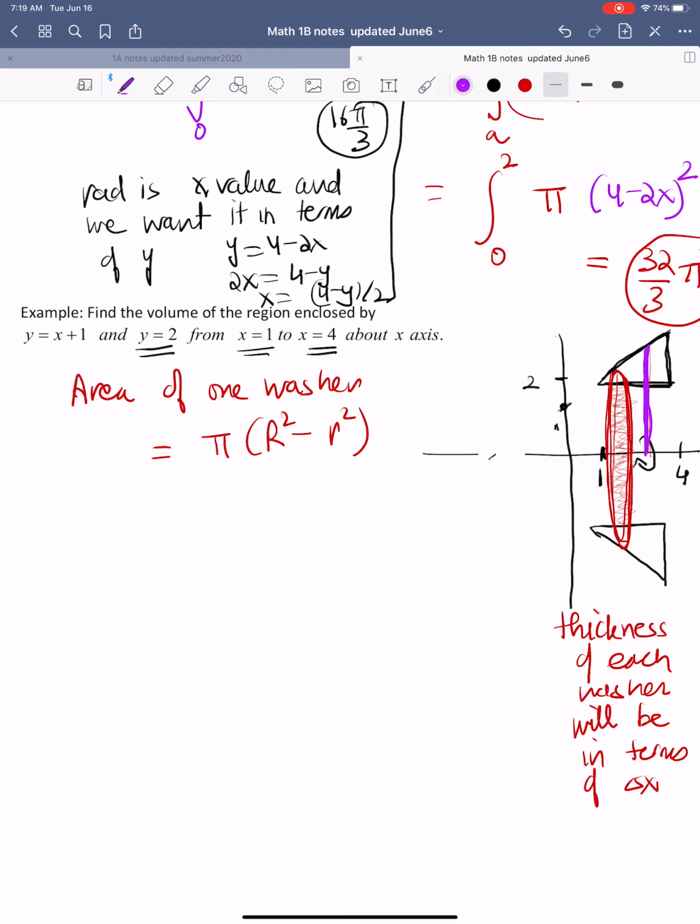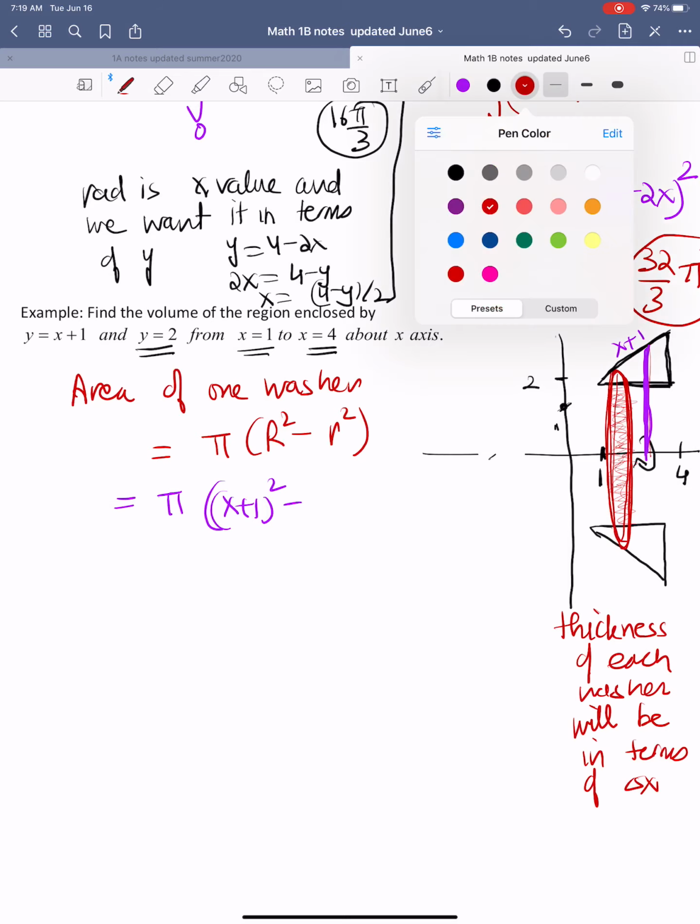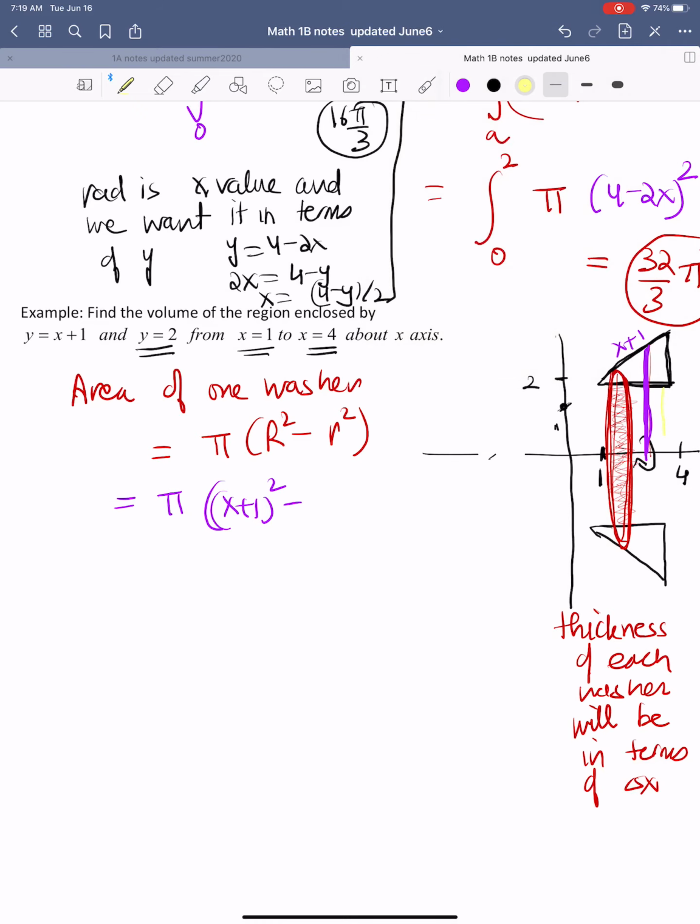How do you find that y value? That is actually defined by the curve x plus 1. So my outer radius is x plus 1 squared, and the inner radius, let's make it a little different color so it's easy to see. Inner radius is this much yellow. It's a little hard to see the yellow color, but this is the inner radius.